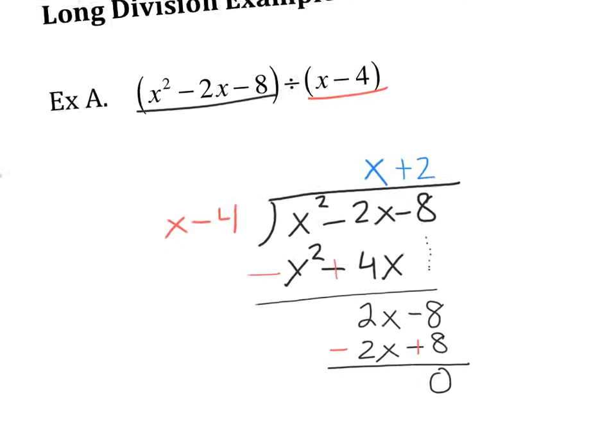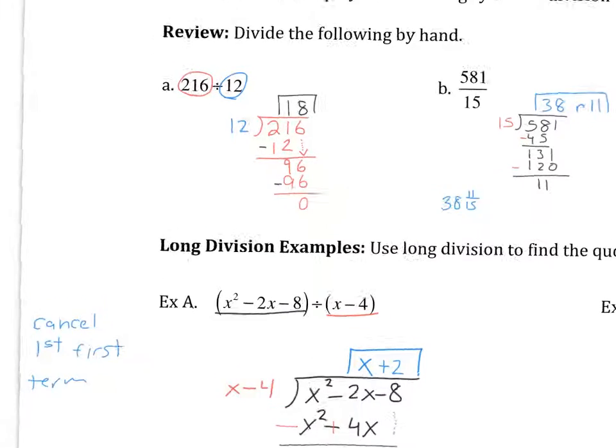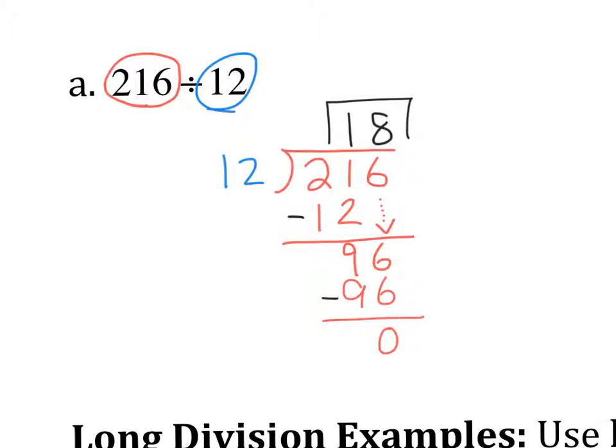So, what is x squared minus 2x minus 8 divided by x plus 4? And the answer is x minus 4. You get x plus 2. In other words, both of these are factors of that right there. Both of these are factors. Just like in problem letter A, it turns out that 12 and 18 are factors of 216 because the remainder was 0.